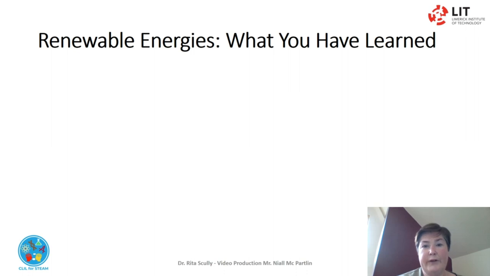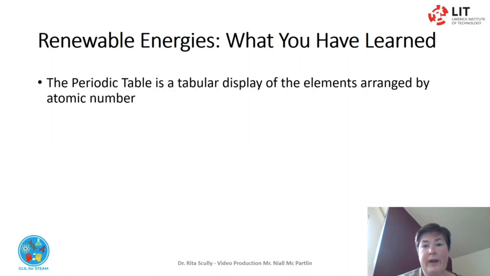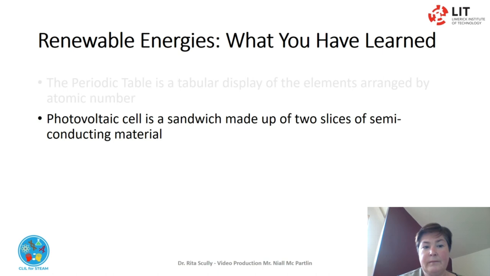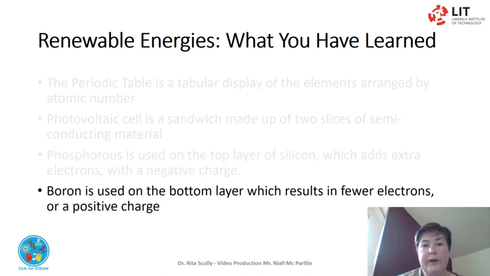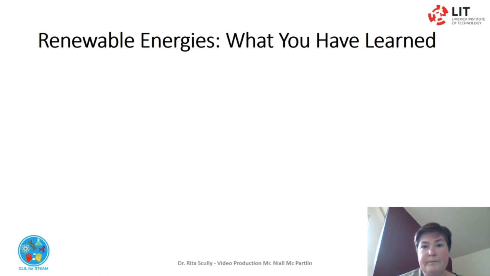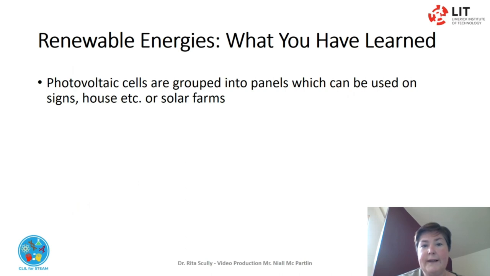What you have learned. The periodic table is a tabular display of the elements arranged by atomic number. A photovoltaic cell is a sandwich made up of two slices of semiconductor material. Phosphorus is used on the top layer of silicon, which adds extra electrons with a negative charge. Boron is used on the bottom layer, which results in fewer electrons or a positive charge. Photovoltaic cells are grouped into panels, which can be used on signs, houses, or solar farms.